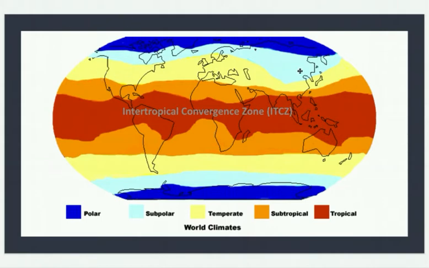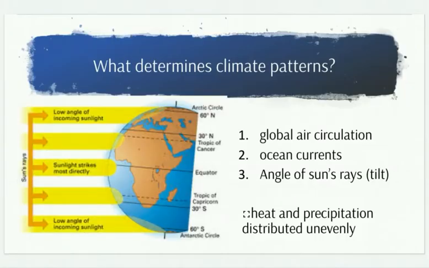This is just to show you that the Earth's climates roughly follow a latitudinal gradient. There are some exceptions. For instance, right here, there's a pretty significant disparity in the latitudes. That's influenced by things like geography, topography, angle of sunlight, proximity to large bodies of water, etc. So, in addition to latitude, what impacts the global climate patterns? Air circulation, ocean currents, the angles of the sun's rays. We've talked about that before with seasons.